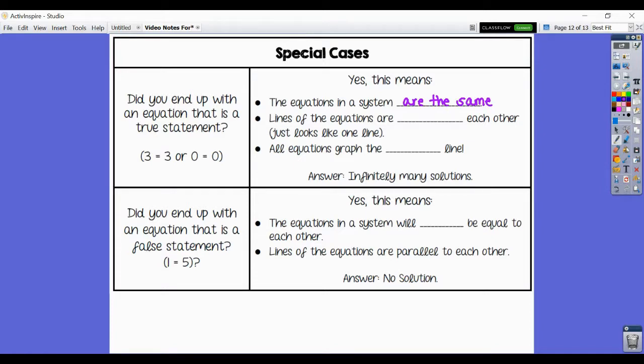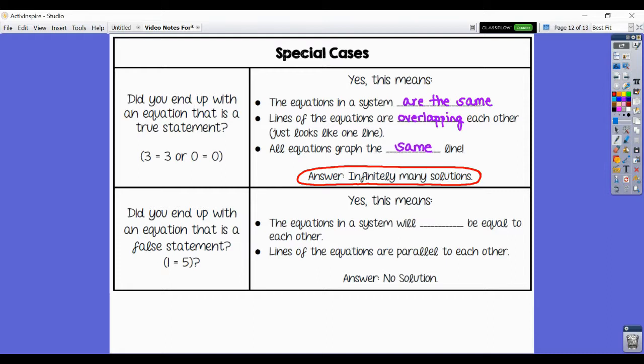Lines of the equations are overlapping each other, making it look like just one line, and all equations graph the same line. When all these instances occur, your answer will be infinitely many solutions. So that's what you would write as your answer instead of the ordered pairs we have been writing for our one solution. Did you end up with an equation that is a false statement, like 1 is equal to 5?